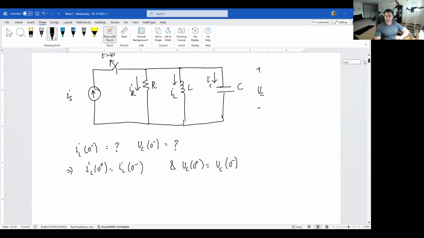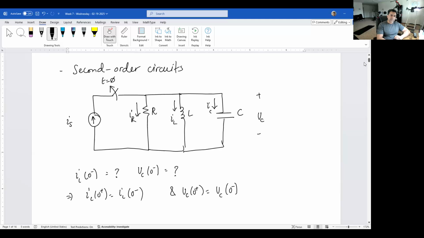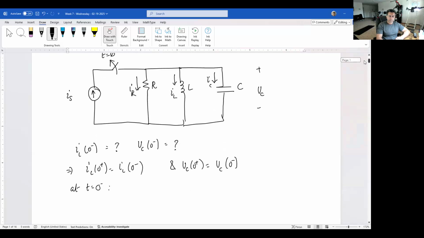Okay, so the second question. What do you think if the switch is off or switch is on? Right now it is off. When the switch is on and the source is supplying current to the circuit and it's running for a very long time, what do you think is going to be IL0 negative? Who is going to tell me that?